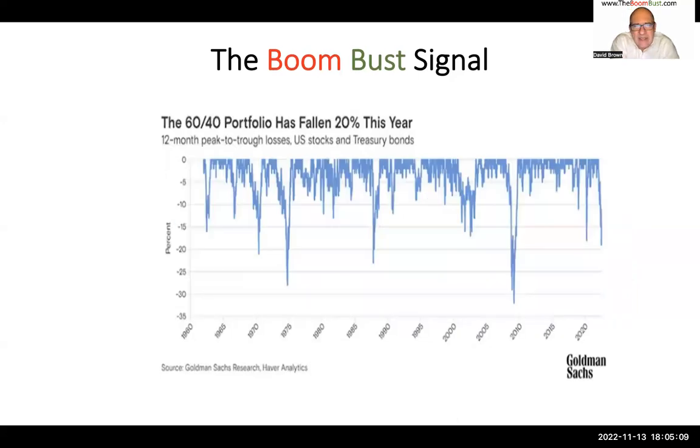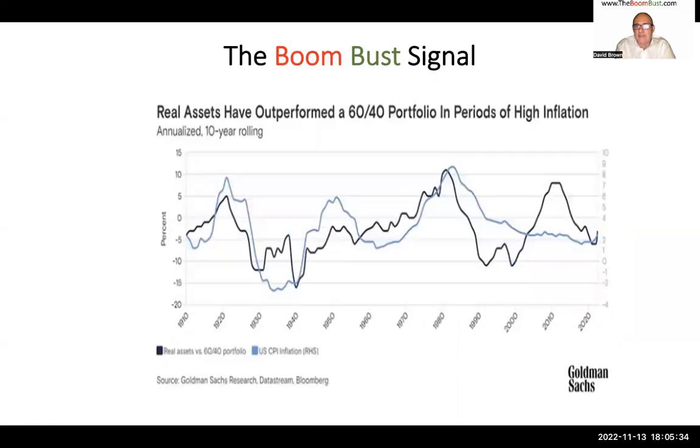On this third slide, to understand the optimal asset allocation, you can see the 12-month peak to trough losses in US stocks and treasuries. And you can see here on the right side how after 2020, a 60-40 portfolio is down about 20% this year. So what to do?